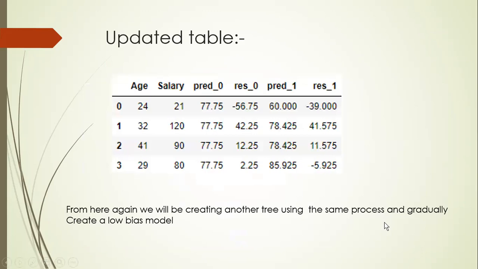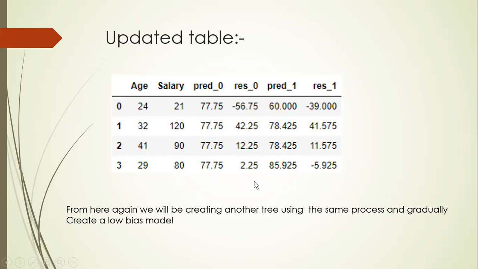Now my table will look something like this. This was the prediction of my first learner, and this is now the new prediction done by my second weak learner. What is it showing me? You can see from here the error is now decreased. It was minus 56, now it is minus 39. In every row, the error is decreased, and the number is increasing towards the actual data. It was 77.75, now it is 60. So it is moving towards the data. 78.425 is moving towards 120. And in this row also the same thing is happening.